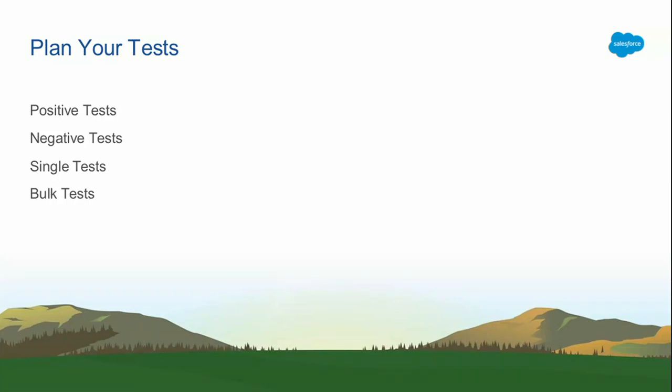We have a negative test. Whatever is supposed to happen doesn't happen. So in our example, we don't change the status. What happens if the status doesn't change and we just update another field? We don't want that internal status to change, so we need to test that. And then we have our single test where we're just updating a single record, and then we have a bulk test where we're updating several records at once.